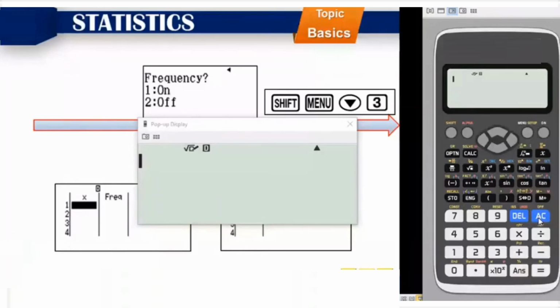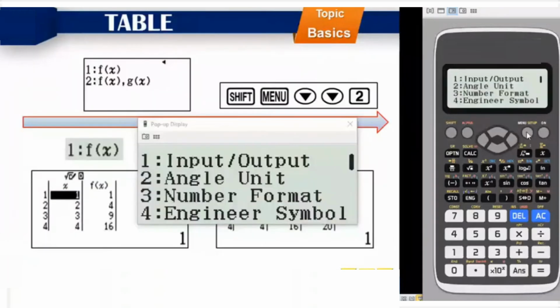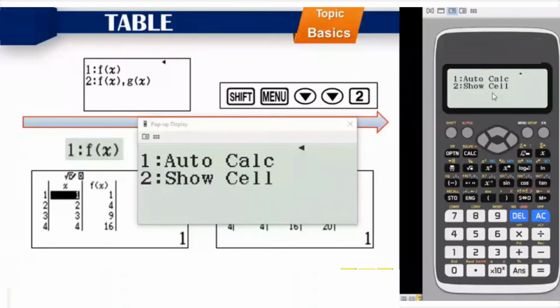The next in line is shift menu, and if you go down, it is spreadsheet. If I press 4, it is asking me whether in spreadsheet I want to auto calculate or I want to show cell. Since statistics is not part of O or A level mathematics, neither is it part of math intermediate or matriculation mathematics course.